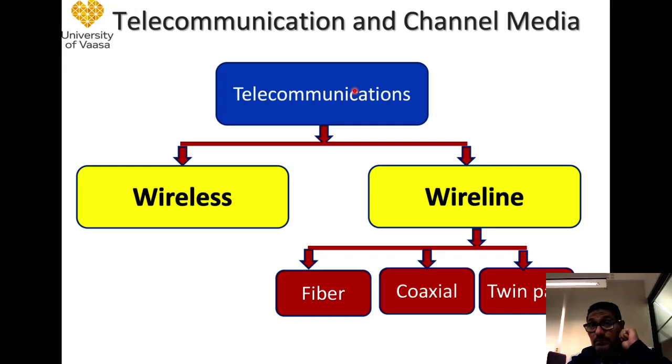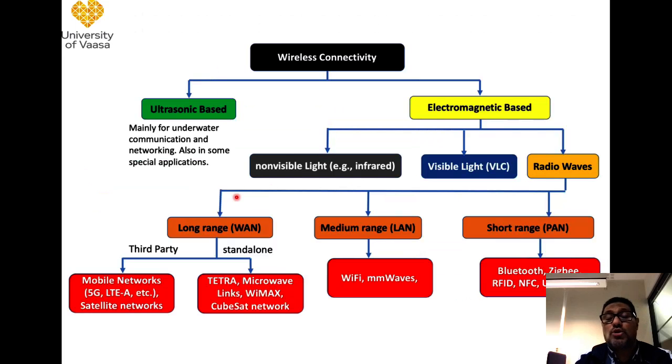Okay, so telecommunication can be divided into two parts, wireless or wireline. We will talk about wireless later, in the next slide, but for wireline we have fiber optic, coaxial, and twisted pairs and so on. So with wireline we actually have limited choices. In wireless communication, we have many more choices.